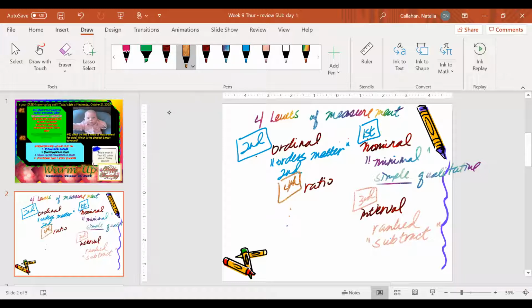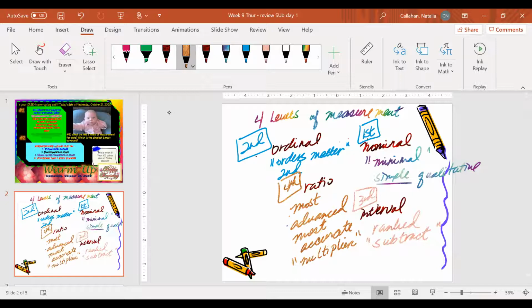This one is the most advanced. And it is also the most accurate. And the reason for that is because you can actually use a multiplier to show the differences of the different datas. And so those are the 4 different levels of measurements we talked about yesterday.